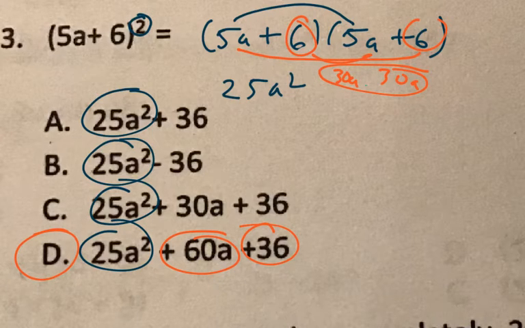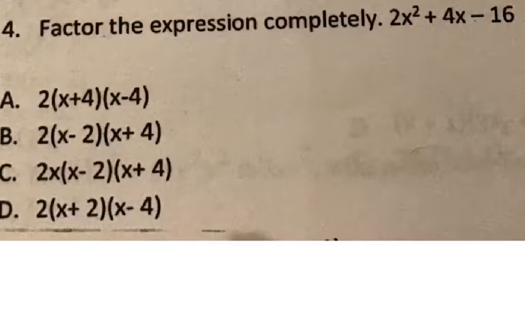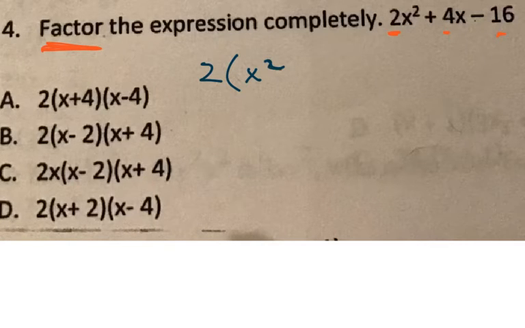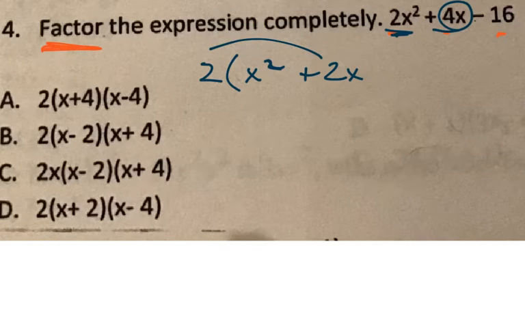Let's squeeze in one more here, guys. So this one here, they want us to factor again. Notice how they all have 2's in them. So my GCF this time is going to be a 2. 2 times x squared is 2x squared. 2 times 2x here will give me my 4x. And then, of course, 2 times a minus 8. Watch your signs. Minus 16 means I need a minus 8 there.